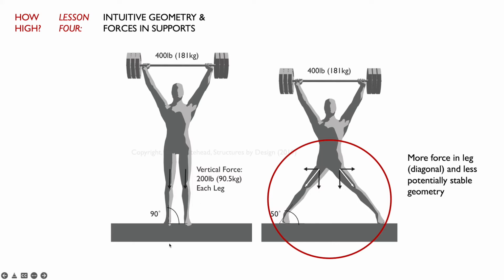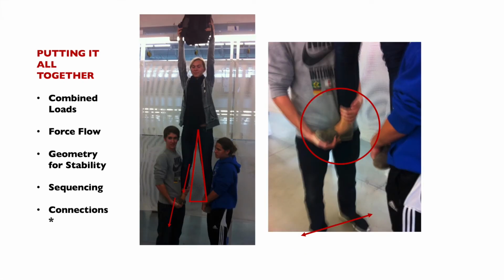When you're trying to hold up something higher, think again about how arrows and geometry can really help analyze the difference between legs that are straight and legs that are off at an angle. In lecture 1, we looked at the idea of being able to map that, and how if the vertical stays consistent between both of these two scenarios, the diagonal clearly has more force, and so there's more force in the leg and less potentially stable overall geometry.